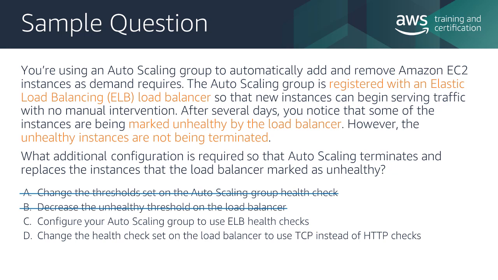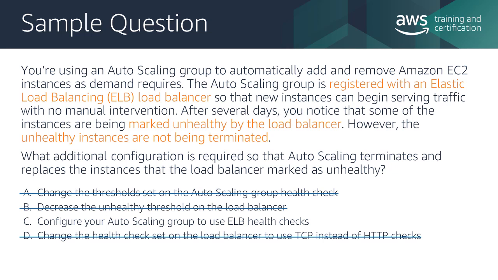And again, you've got to know the moving parts of each individual service. Option B is incorrect because in this case, decreasing the unhealthy threshold is only going to cause the load balancer to mark the instances unhealthy faster. It's not actually going to change how auto-scaling is handling the unhealthy instance. So you're just going to collect more and more unhealthy instances. Option D doesn't work. Changing the health check on the load balancer to use TCP instead of HTTP, while it changes what you're looking at, you haven't changed the behavior to actually terminate. How you change that behavior is option C.